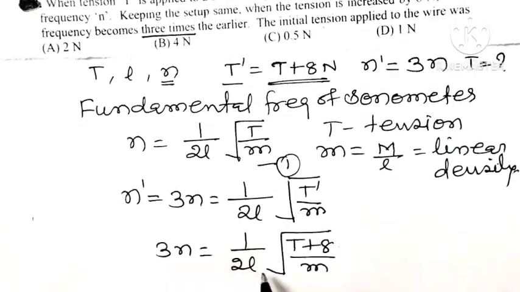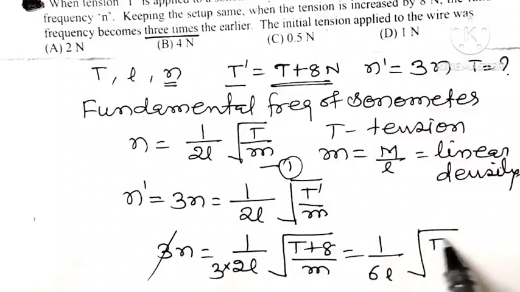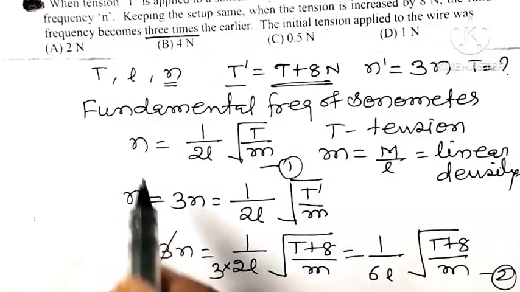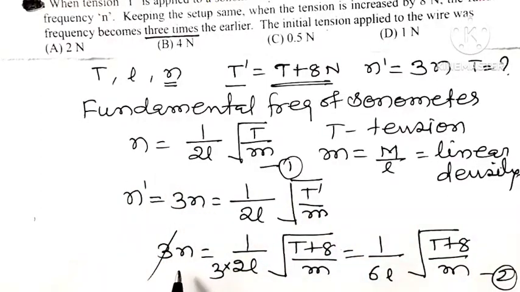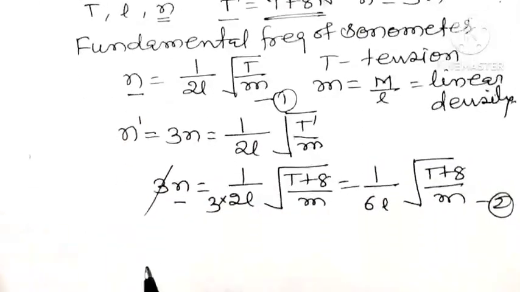Now, 3N is equal to this much. So, take this 3 into the denominator. It is equal to 1 upon 6L under root of T plus 8 divided by m. From equation 1 and equation 2, their left hand sides give us the fundamental frequency. So, equate the right hand sides.